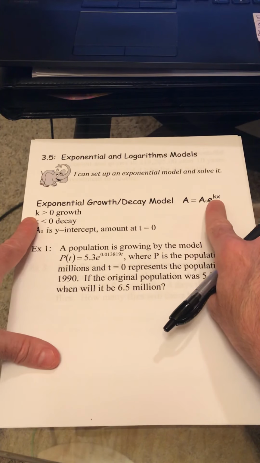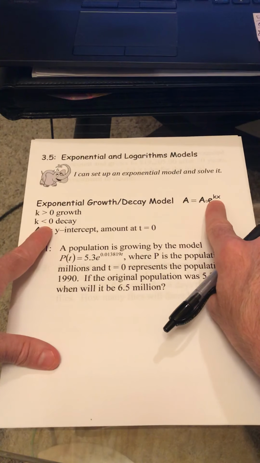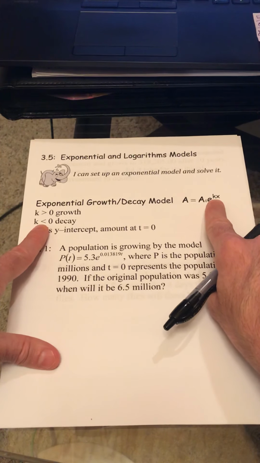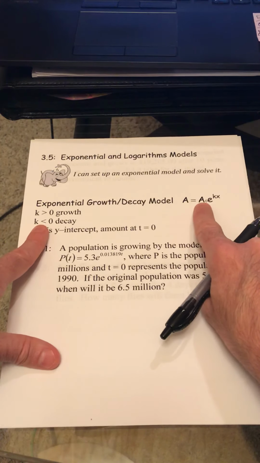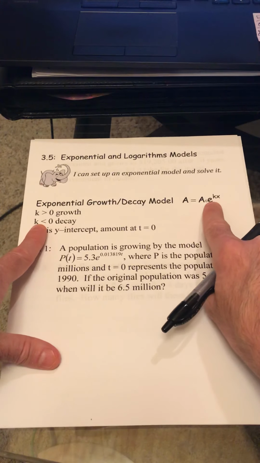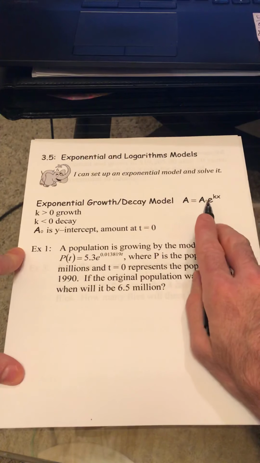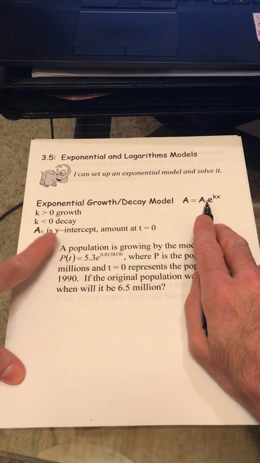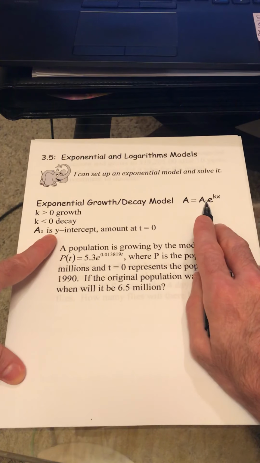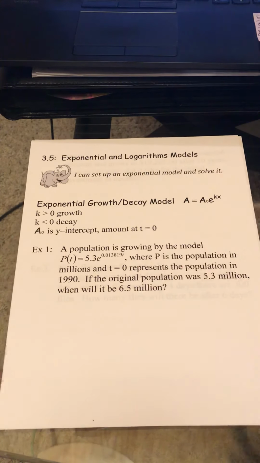If k is positive, you have a growth model. If k is negative, you have a decay model. You can't have k equal 0, otherwise you would just have a horizontal line, as that would make the e to the kx equal to 1. So a sub 0, in addition to being the initial amount, is the y-intercept. I know we looked at a problem back at the beginning of chapter 3 with the fruit flies, and I even mentioned it at that time, but that's when the time is 0.